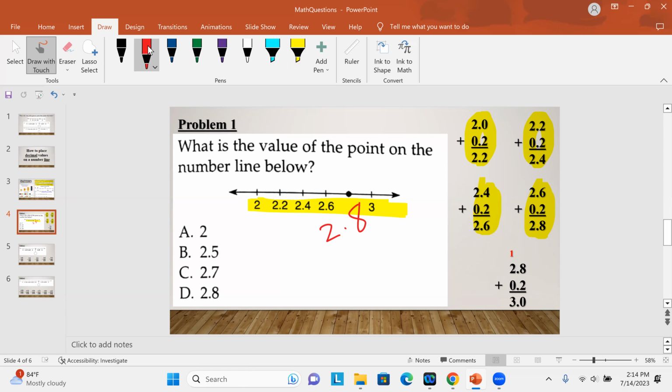Okay. And if we continue, 2.8 plus 0.2, like I did it here, it's not going to be 2.10, but it's going to be what? 3, which is 3.0. Because we have 8 plus 2, which is 10. We write a 0, we carry 1, which is the red one here. That 1 plus 2 plus 0 is 3, which is 3.0. So 3.0 is the same as a 3. Therefore, the best choice for this question is what? D. 2.8. Let's see the next problem.